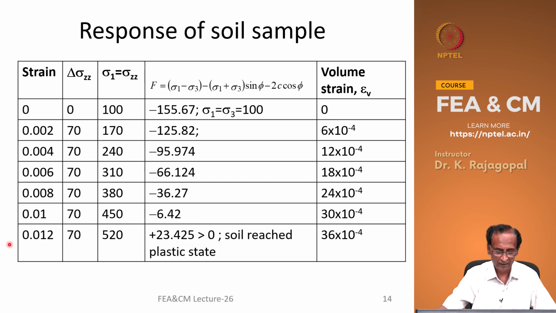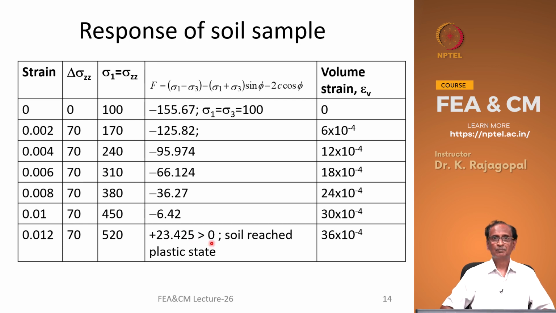Since our yield function value is negative, when we apply the next strain increment, we get a stress increment of the same thing, 70. So, sigma 1 is 520, and now we see that when we calculate the yield function value, it has become positive. This is plus 23.425, which is greater than 0.